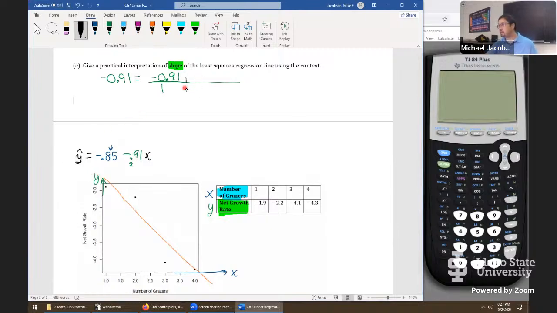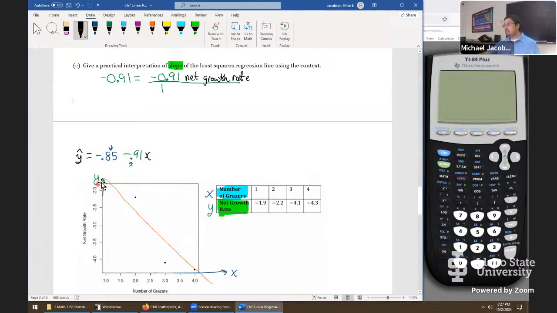So let's put here number of grazers, or excuse me, I said that wrong. Going this way, it's the y-axis. It was net growth rate. Sorry, I got that one backwards. So the y-axis had a unit of net growth rate. That mistake is on me.